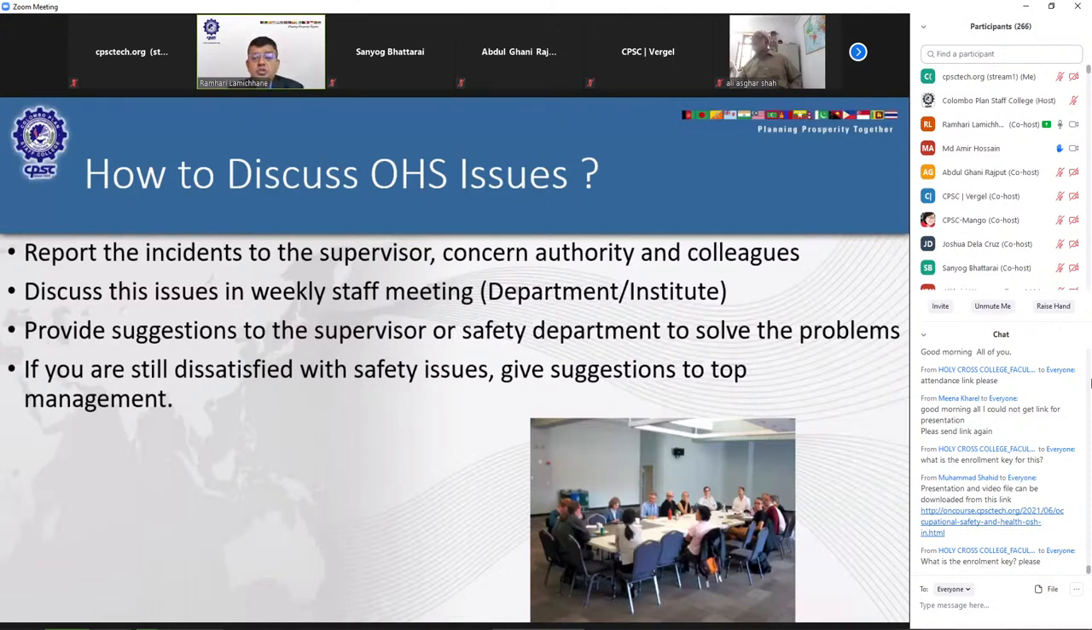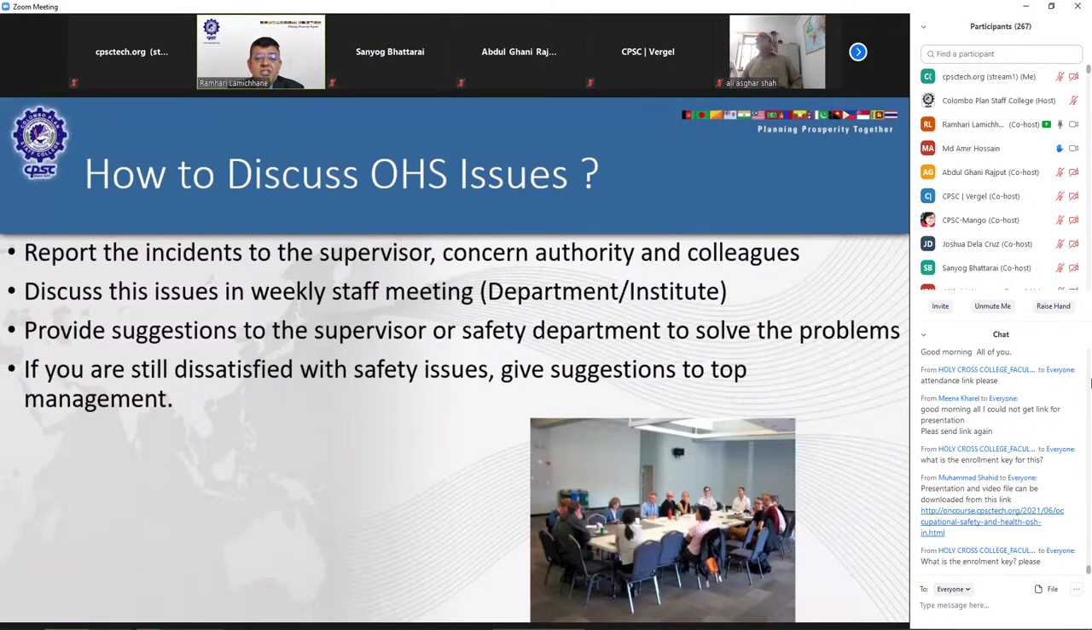Then provide suggestions to the supervisor or safety department to solve the problem. Always we have to give suggestions. If we only complain, if we only criticize the top management, that is not a good way of handling problems. Always give suggestions and different alternative solutions to the supervisor or safety department. In some organizations, every year they have more than 5 or 7 accidents related to chemical handling. That means the institute should be serious about that, and they have to find solutions to solve that problem.